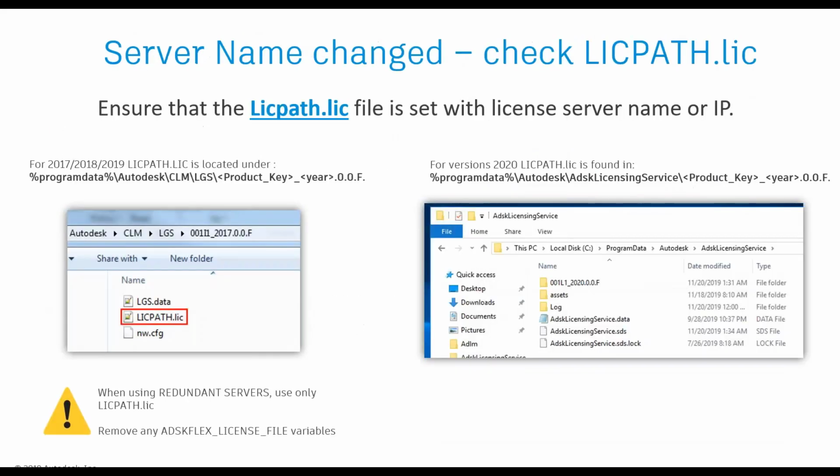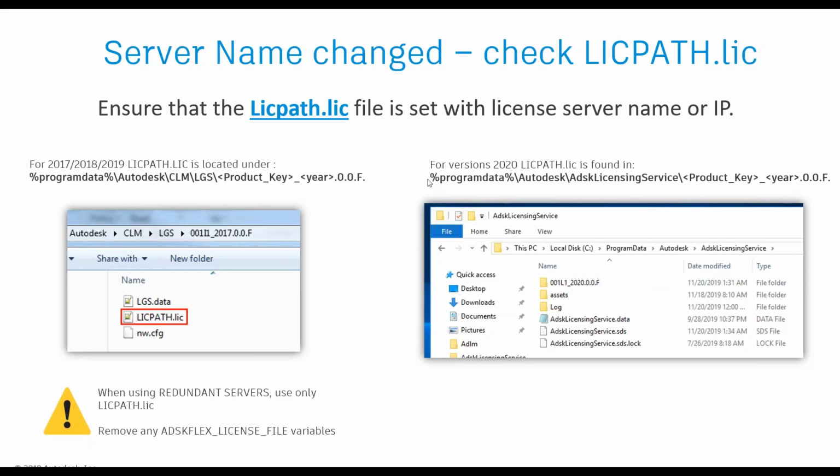So what changed? And we are going to see this also in a second in a live demo. What changed between the previous versions and 2020 in regard to network licensing? As you remember, with version 2017, 18, 19, we used to have the file licpath.lic. And it was stored under Autodesk program data, Autodesk CLM, LGS, and then under the specific folder for the program. With 2020, things have changed.